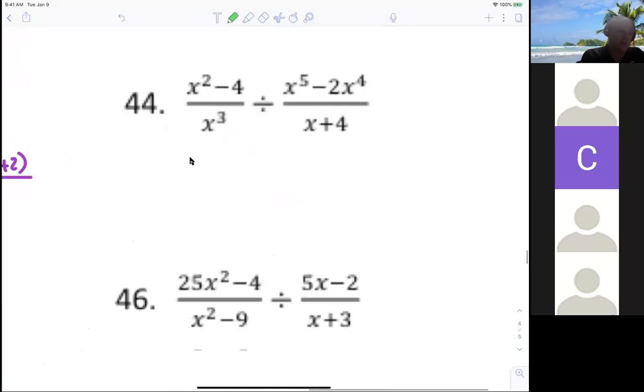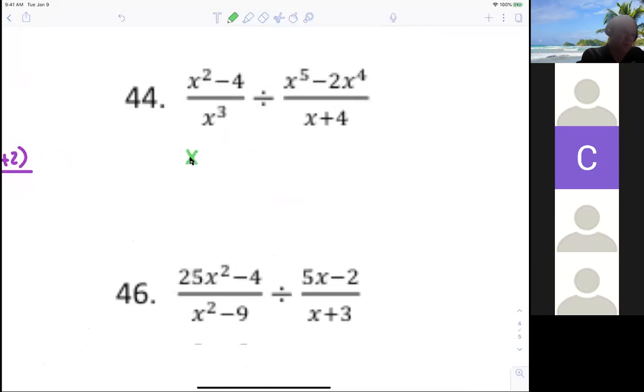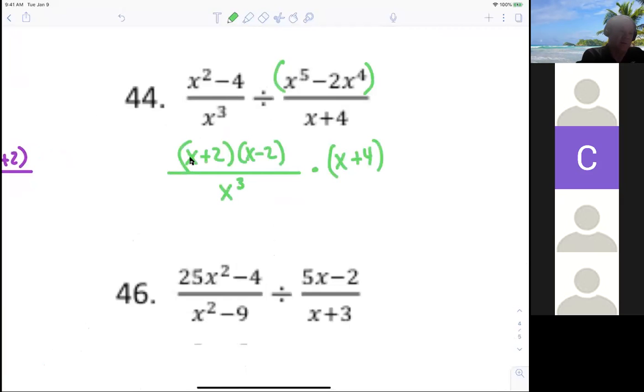Again, factoring x squared minus 4. That becomes x plus 2, x minus 2 over x cubed times the reciprocal. x plus 4 goes in the top. Now I'm factoring the GCF. There's an x to the 4th, parentheses, x minus 2. Anybody have any questions with that?